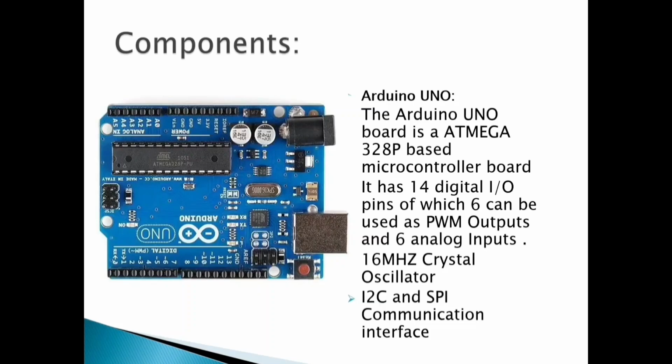Components: Arduino Uno. The Arduino Uno board is an ATmega328P based microcontroller. This is the microcontroller ATmega328P, and it has 14 digital I/O pins, of which 6 can be used as PWM outputs, and 6 analog inputs. 16 MHz crystal oscillator, I2C and SPI communication interface.